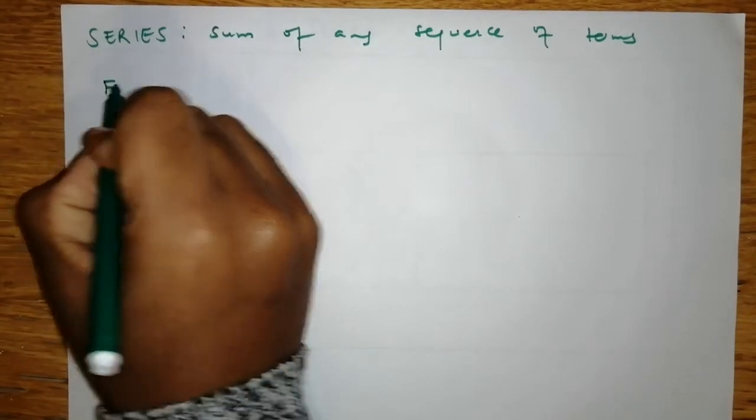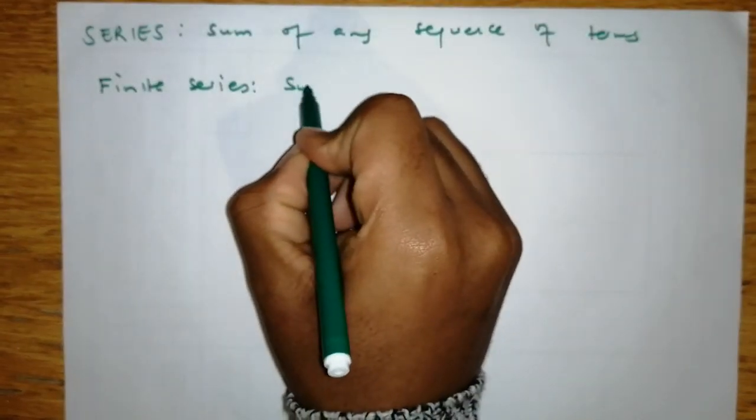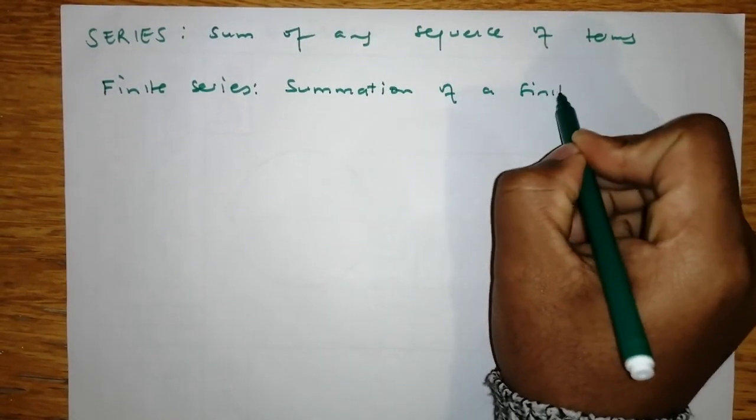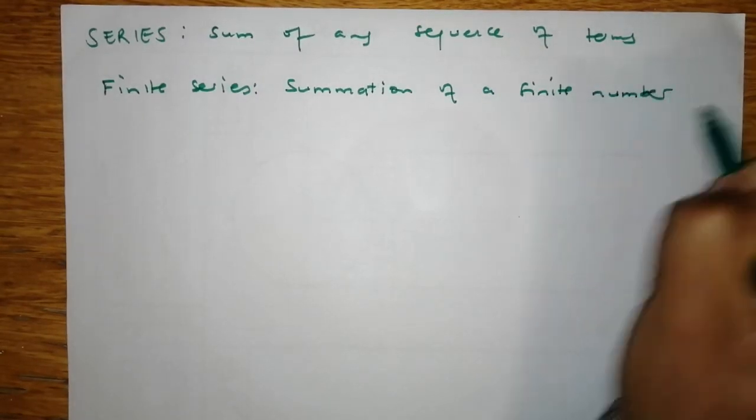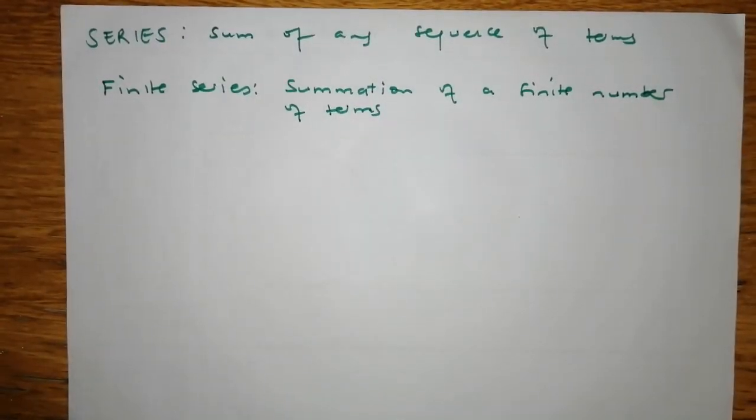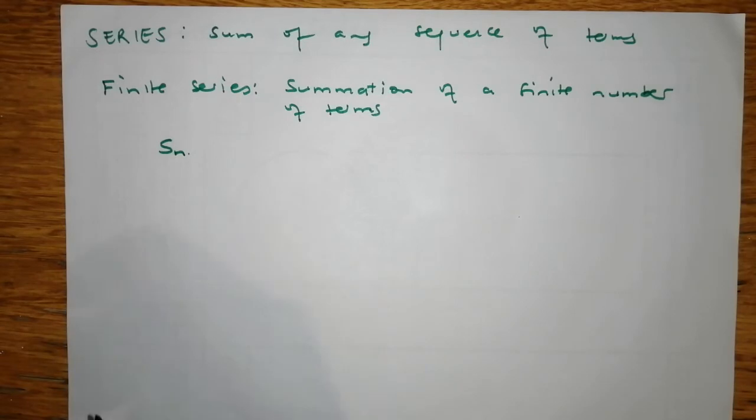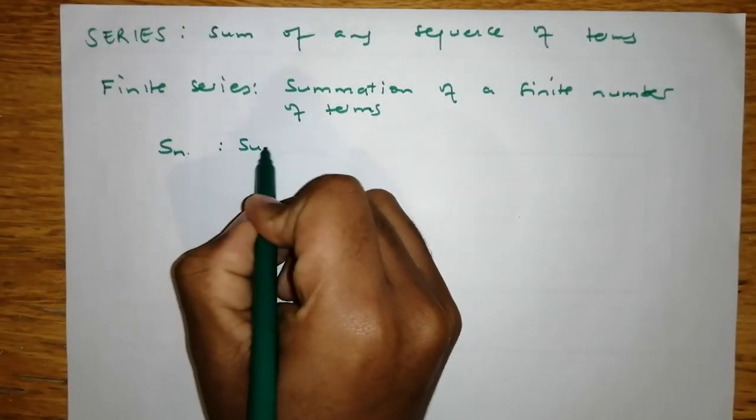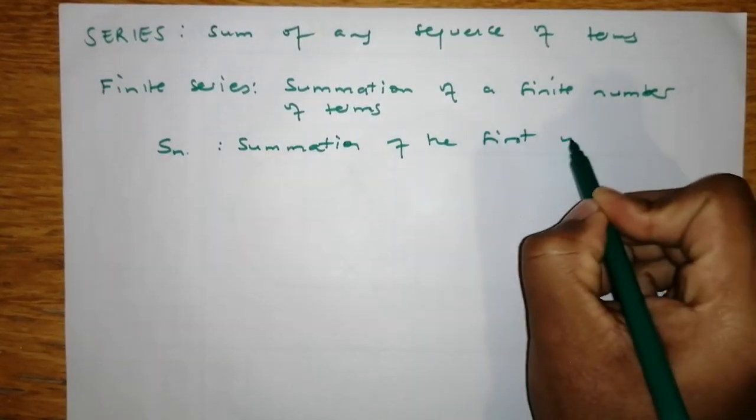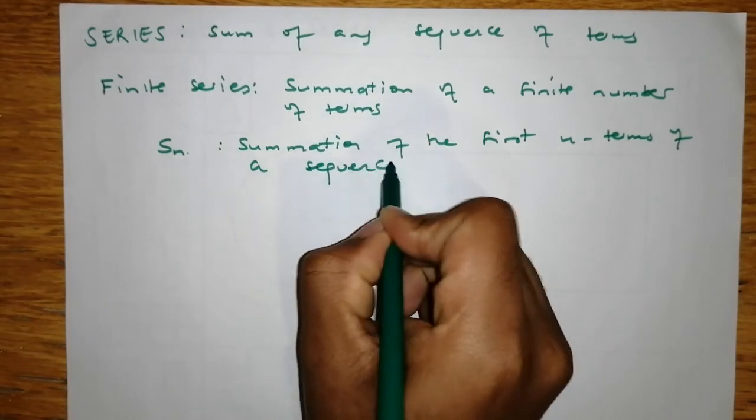So we've got a finite series, and this is the summation of a finite number of terms. We represent this as Sn, which is a summation of the first n terms of a sequence, right?